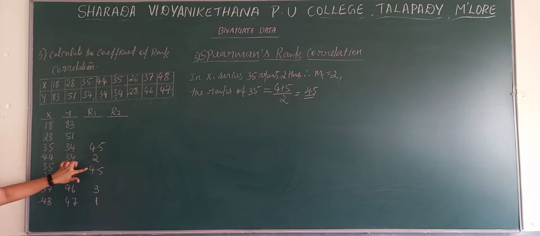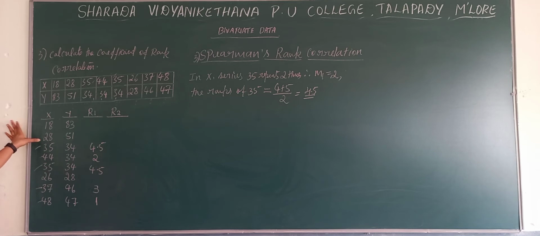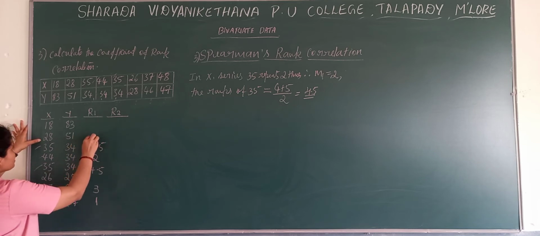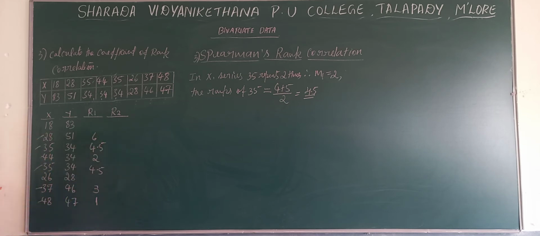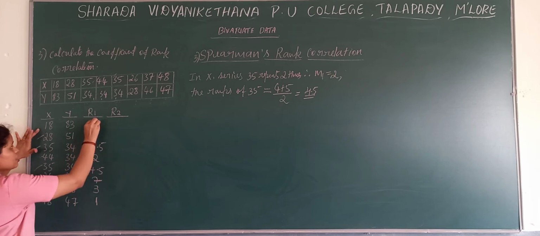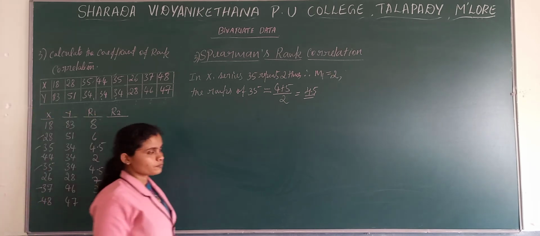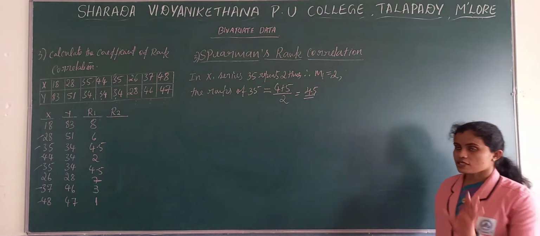1, 2, 3, 4, 5th over. Next we need to assign the sixth position, which comes after 35. Now 35 over, 28 gets the sixth position. 26 gets the 7th position, 18 the 8th position. So this is the way of assigning ranks when values repeat.